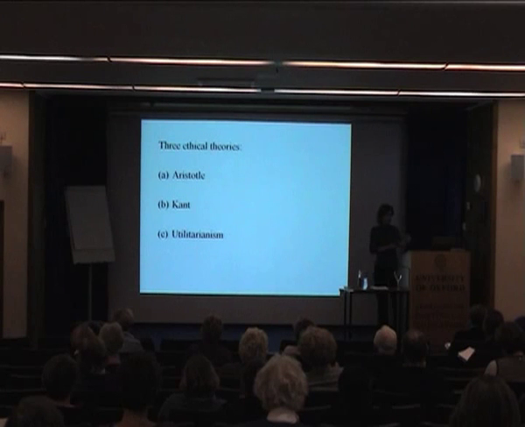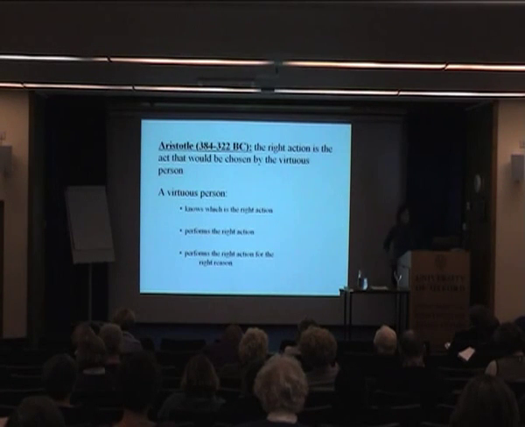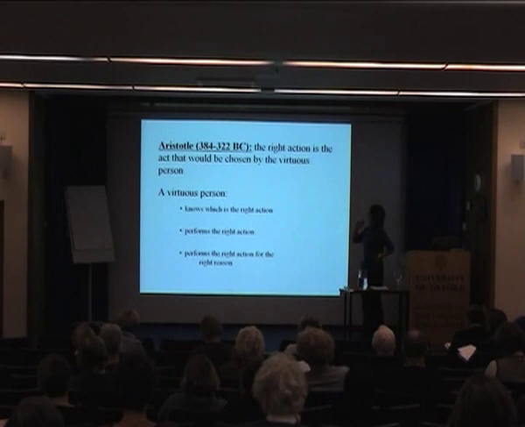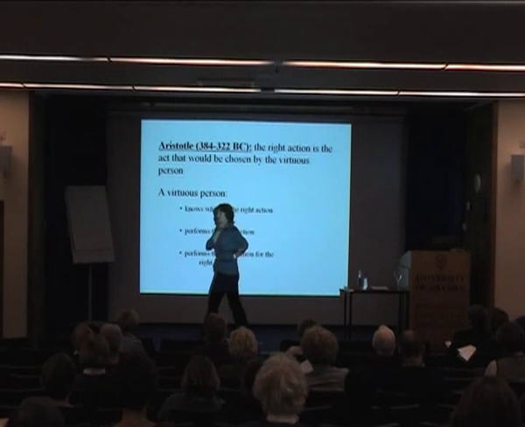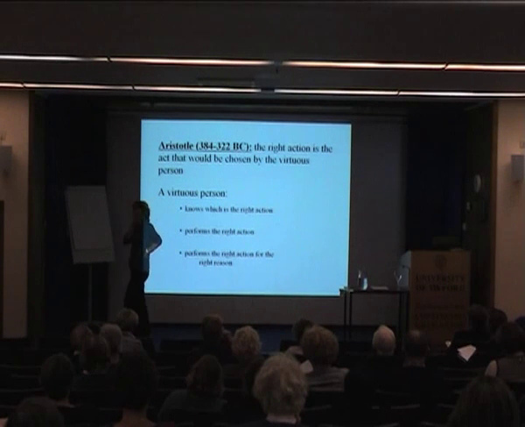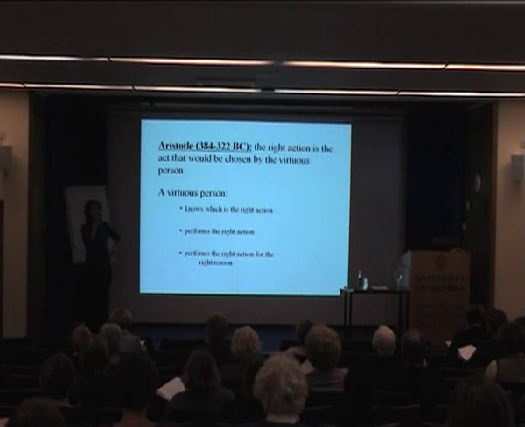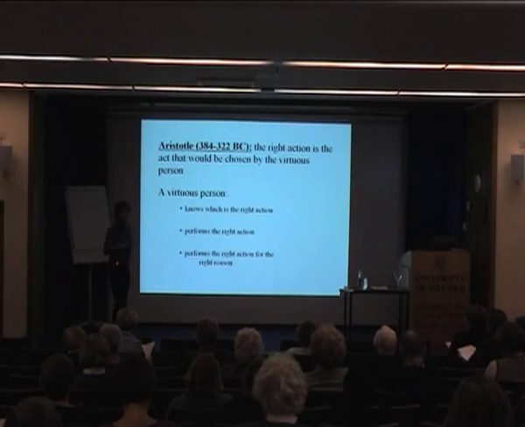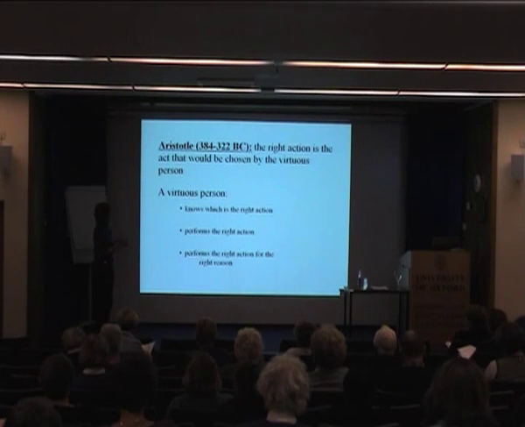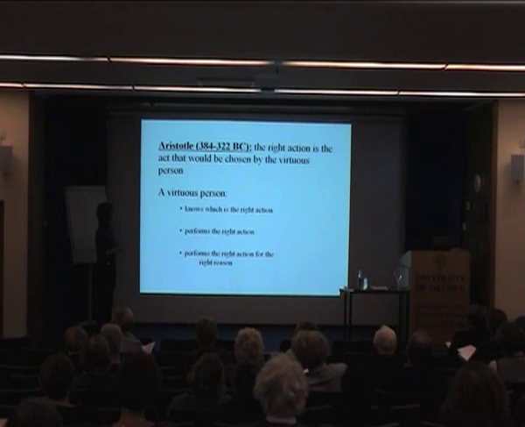Okay, so we're going to talk first about Aristotle. Now Aristotle, I've given you his dates there, says that the right action is the action that would be chosen by a virtuous person. Now you feel like saying, not very useful, Aristotle. Not a good decision-making theory, this one, because I've now got to know who's a virtuous person and ask them and make sure I understand them and so on. But anyway, that's what Aristotle says. The right action is the action that would be chosen by a virtuous person.